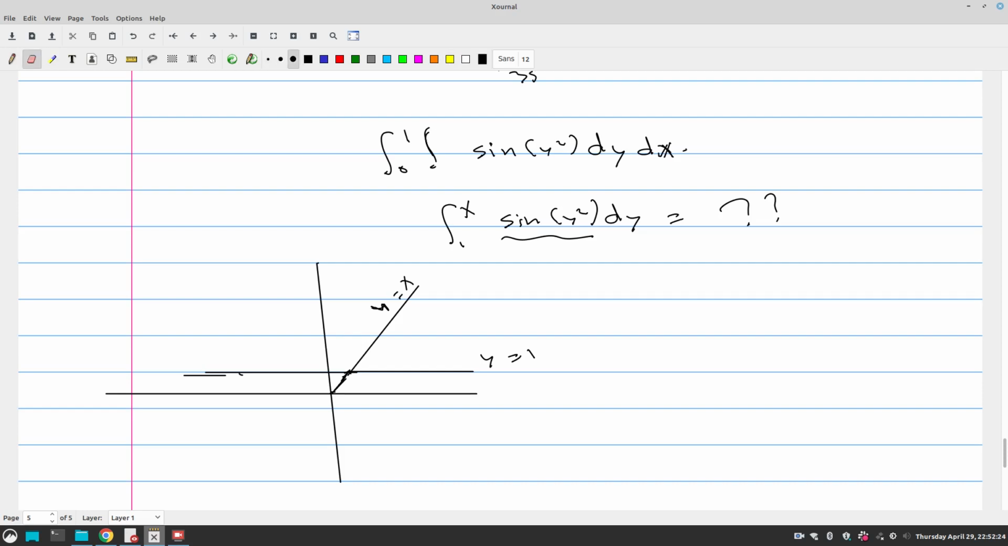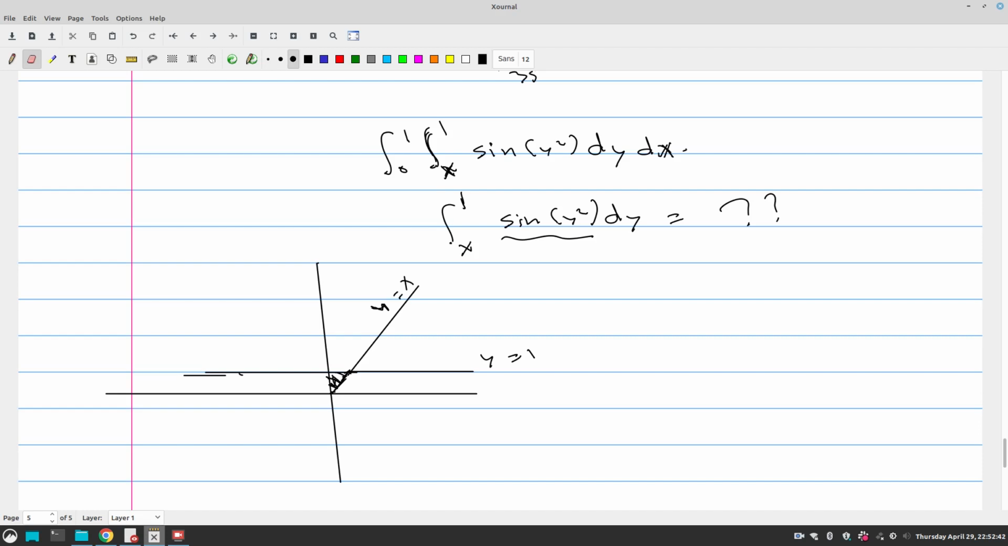x to 1. I've been switching around the order of integration a little too much. It doesn't really matter, just got a negative sign, right? So this is the region we are considering. I think I should draw a larger version of it.